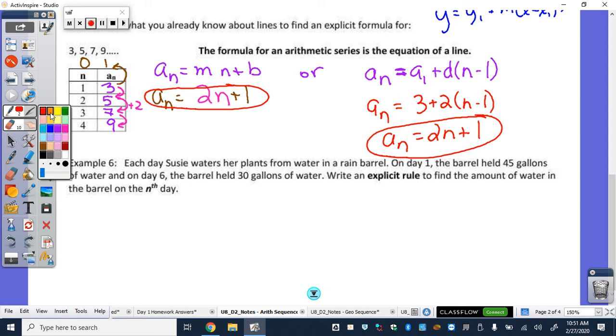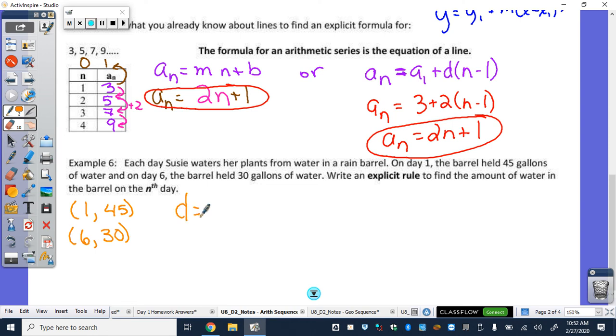So if we look at example 6 here, each day Susie waters her plants from a water in her rain barrel. On day 1, the barrel held 45 gallons of water, and on day 6, it had 30 gallons of water. Write an explicit rule to find the amount of water in the barrel on the nth day. So our information here, just like we did back in Algebra 1, it creates 2 points that you could graph. Day 1 has 45 gallons of water, so that creates the point 1, 45. Day 6 has 30 gallons, so 6, 30. So we have 2 points of information.